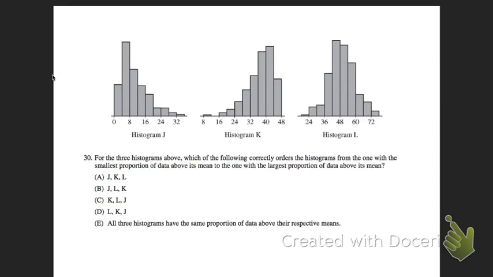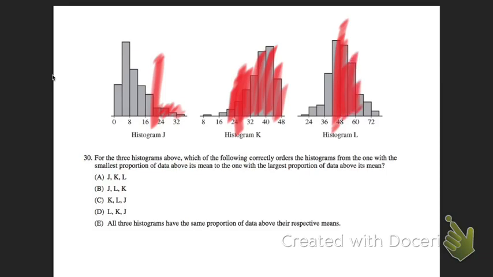30. I liked this one. It's asking about the proportion above or below the mean. So I'm just going to guess where the mean would be on each histogram. On J, it's a right skew, so the mean is going to be to the right. On K, it's a left skew, so it's going to be on the left. And on L, it's symmetrical, so it's going to be in the middle. If I'm coloring to the right, because it's all about the proportion above the mean, then ordering from least to greatest, it would be J, L, and then K.